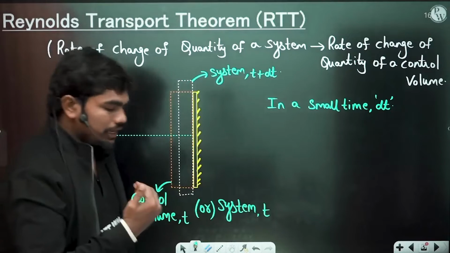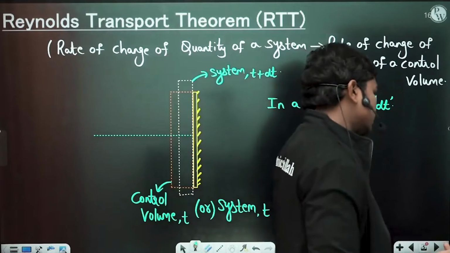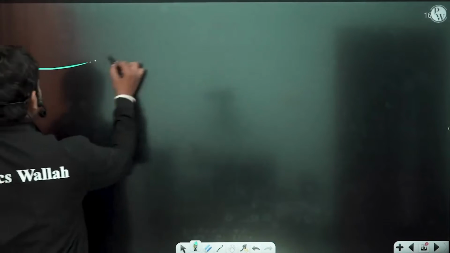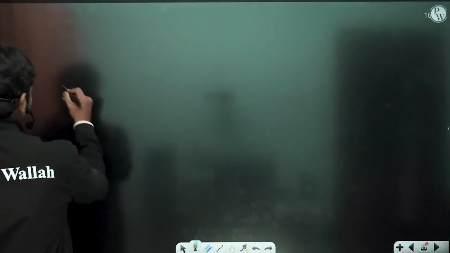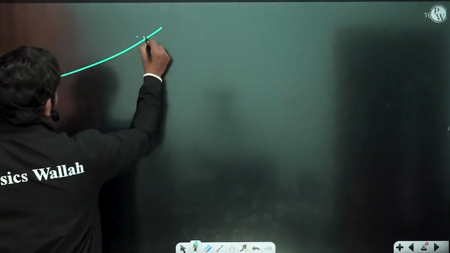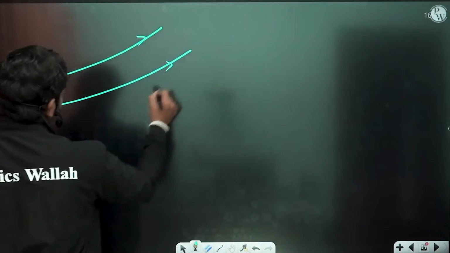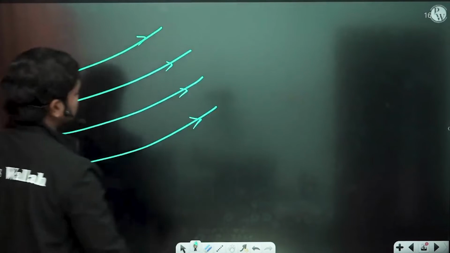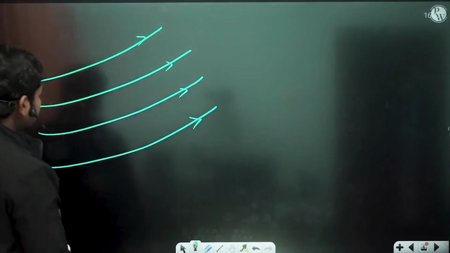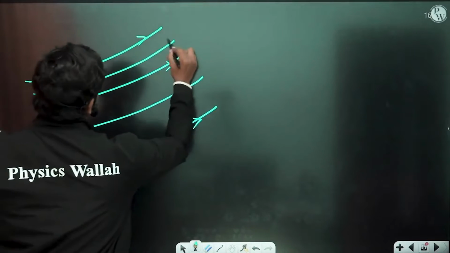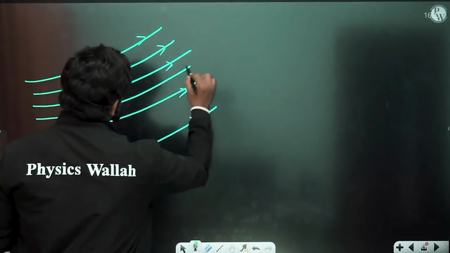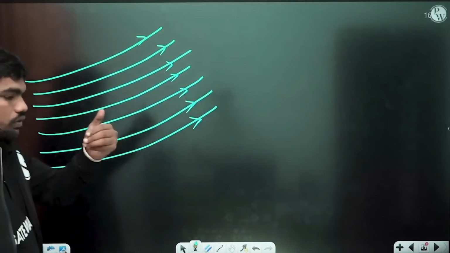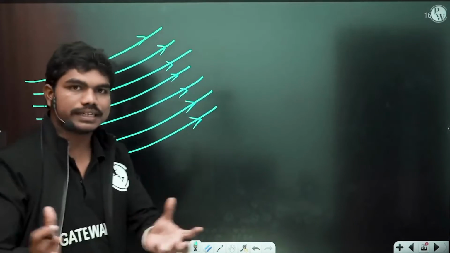Okay, now let us see the general case, the most general case. Let us suppose you have some flow like this, some flow in some direction. It's a three-dimensional flow, whatever you can say. So let us suppose there is some flow. Now whenever there is some flow that's happening here, see here, this is some flow that's happening in a three-dimensional space. Normally there is some flow.